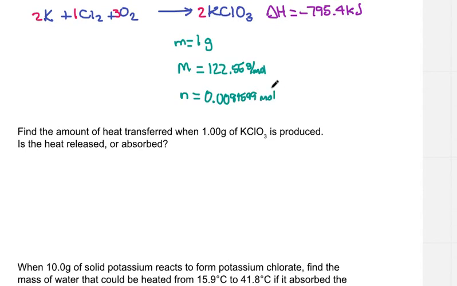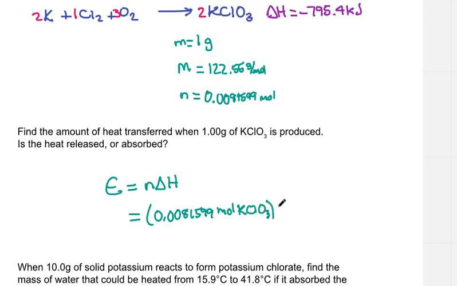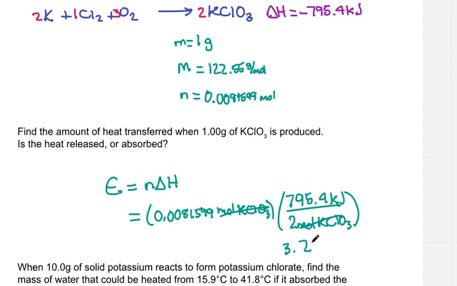moles of potassium chlorate. Okay, so our enthalpy change is going to be n delta H. It's our number of moles, which we just found, 0.0081599 moles KClO3 times, and our delta H will be 795.4, but that's not all. What am I going to say after that? 795.4 kilojoules for every 2 moles KClO3. Moles cancel, and we get 795.4 divided by 2, 3.25 if we go to 3 sig digs kilojoules.